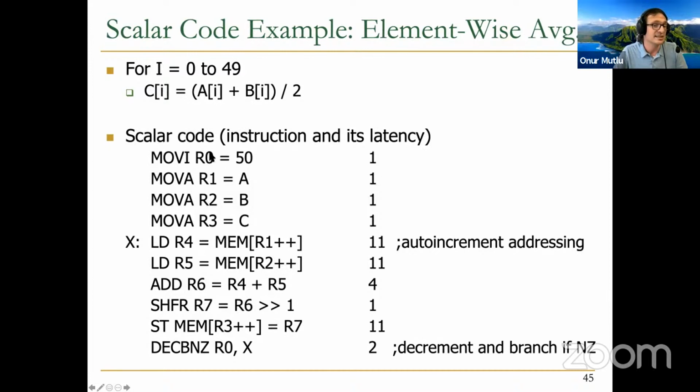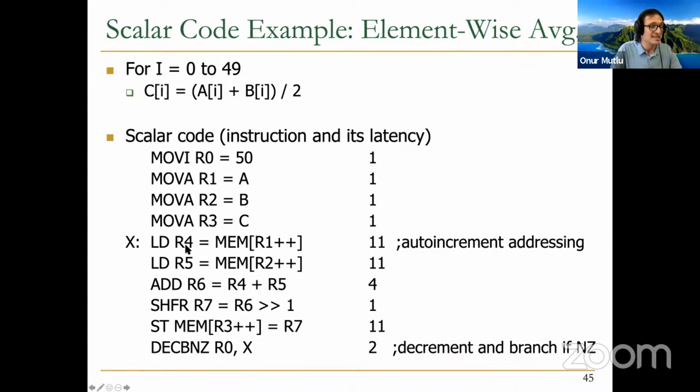Basically, we set R0, R1, R2, and R3, which are the loop induction variable, and then the base addresses of the arrays. Okay, one cycle each. The numbers on the right give you the number of cycles to execute each instruction. It's going to be equivalent to the number of cycles we use in the Cray-1 machine, actually. And then we start a loop.